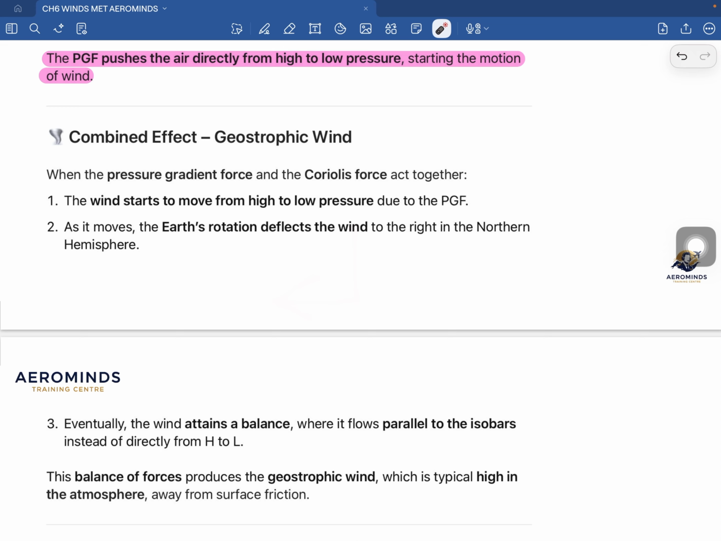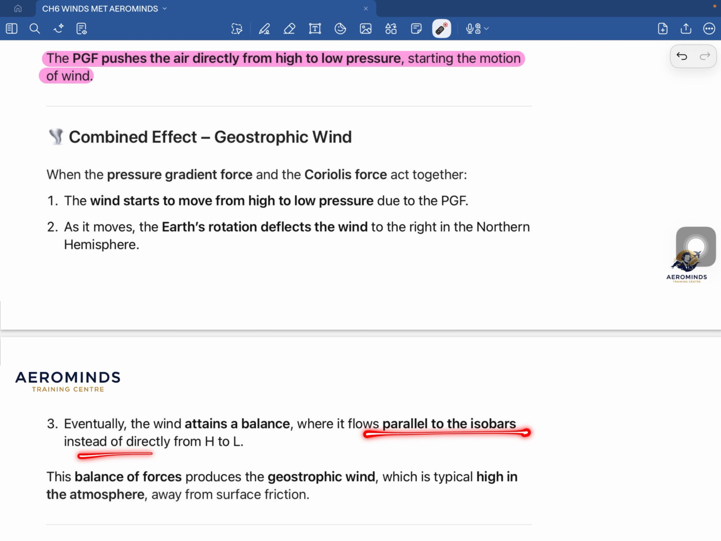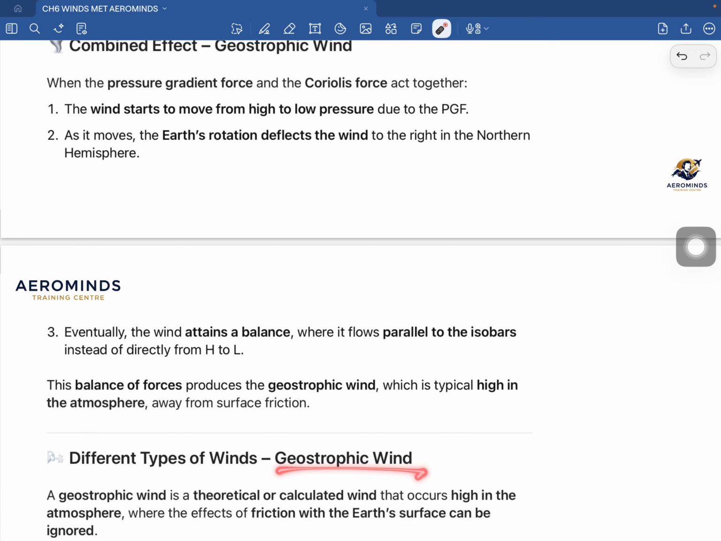Got it? Now, the wind no longer moves directly from high pressure to low pressure. Instead, it flows parallel to the isobars. Remember this. It flows parallel to the isobars instead of directly flowing high to low. Now, this condition where the pressure gradient force and the Coriolis force are equal in magnitude and opposite in direction is called the geostrophic balance. The wind that flows under this balance is called the geostrophic wind, which we'll cover later.